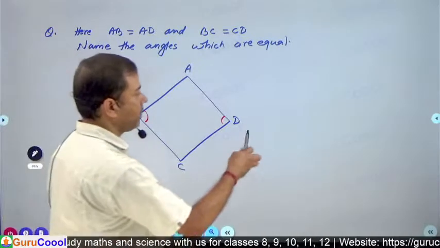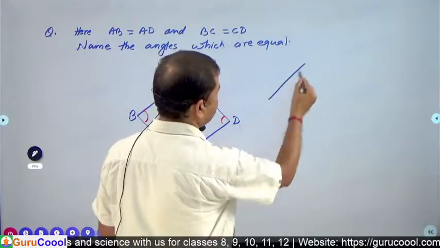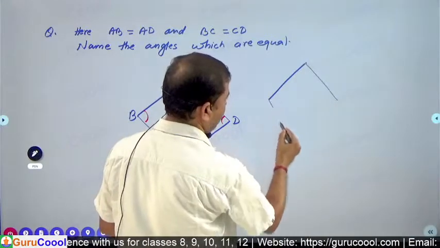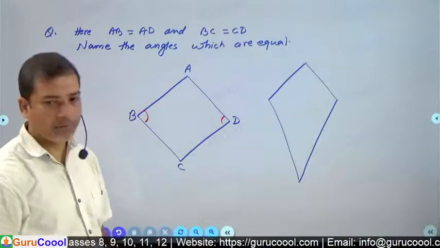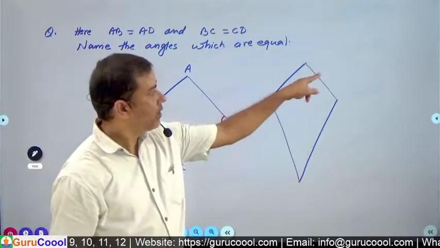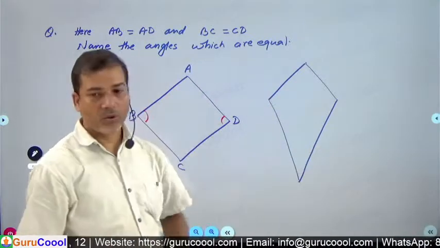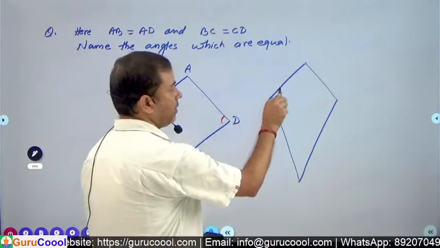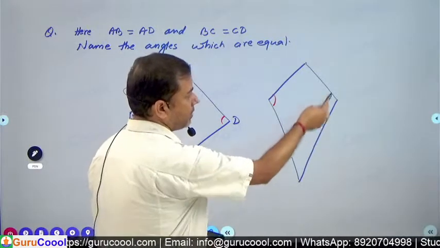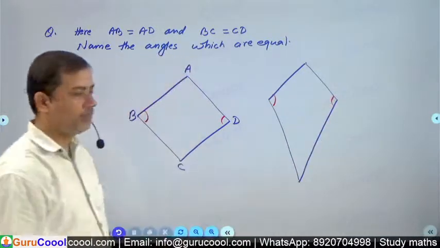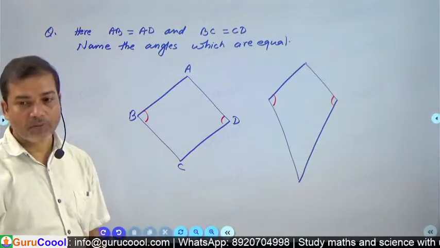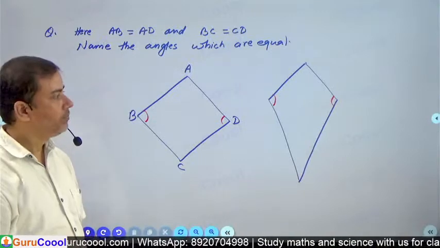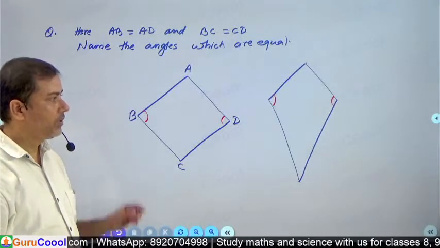It may look like this also. You might have seen kite in this shape as well. These 2 are equal and these 2 are equal. So angle between these 2 unequal sides and these 2 unequal sides remain equal. One pair of opposite angles remain equal. Okay?